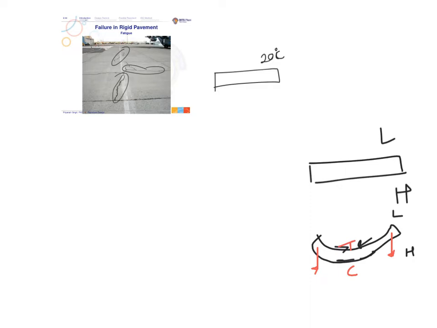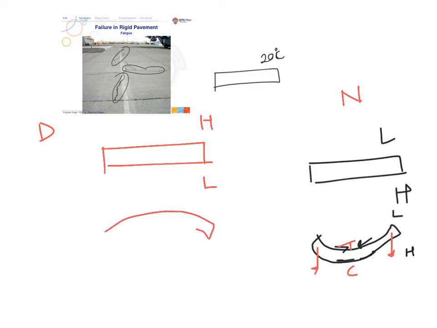Similarly, if you see, you have a pavement in the daytime, this is when it is night and this is when you have day. So at daytime the temperature outside will be higher and temperature below the pavement will be lower. Now because of this, what will happen? Now warping will happen in this way. That means there will be compressive strains developed at the bottom and tensile strain developed at the top.